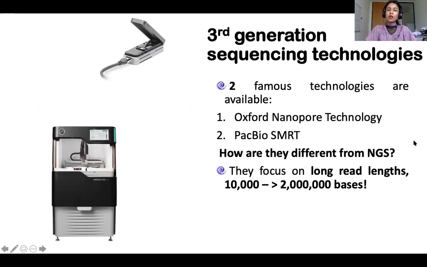Right. So based on that, researchers realized that there is a need for sequencing technology which is able to sequence longer fragments, right? With Illumina, the read lengths are only about 150. The maximum is 300 bases, right?